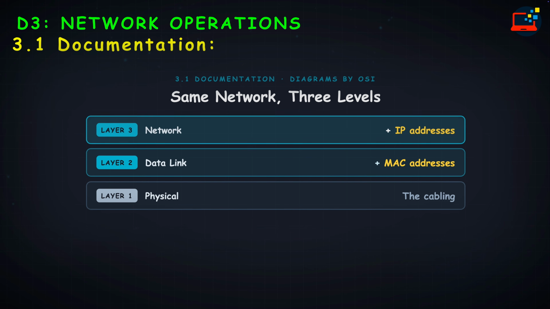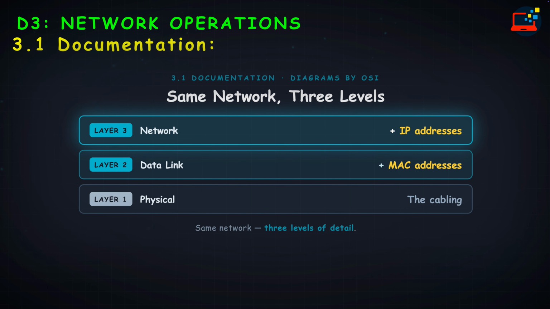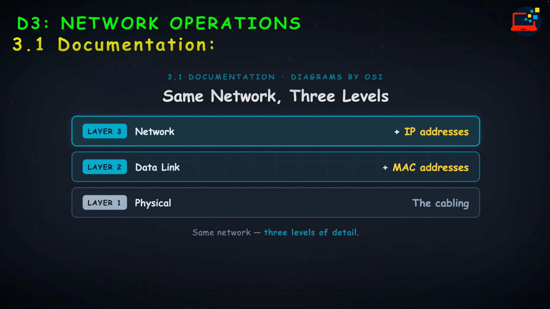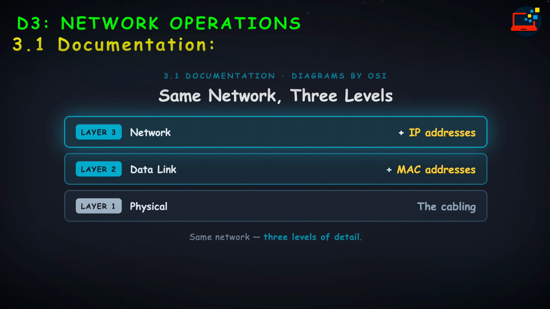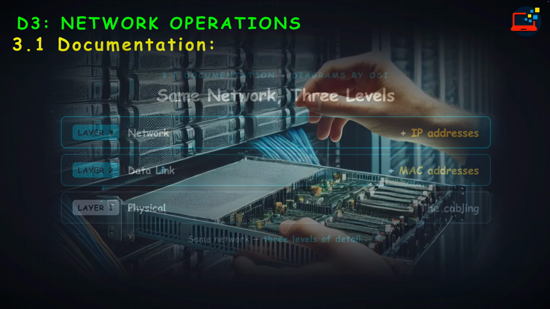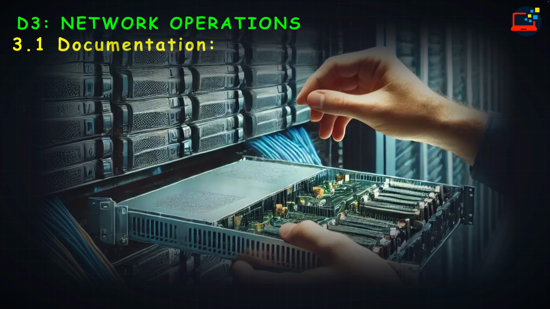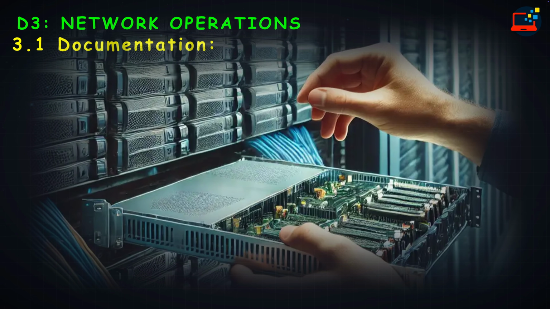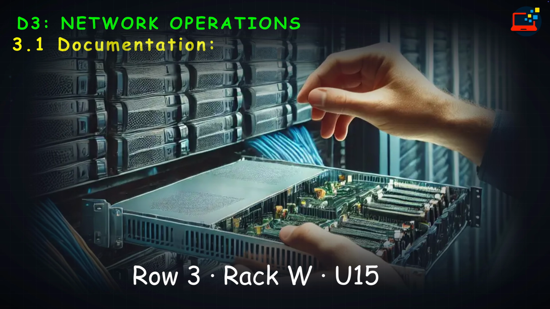The exam also layers diagrams by OSI level. Layer 1 is the physical cabling, Layer 2 adds MAC addresses, and Layer 3 adds IP addresses. Same network, 3 levels of detail. A rack diagram is a head-on view of the equipment rack, like a seating chart for the data center. It lets you tell a remote technician to pull the device in row 3, rack W, unit 15, and they put a hand on the exact box without ever badging in.